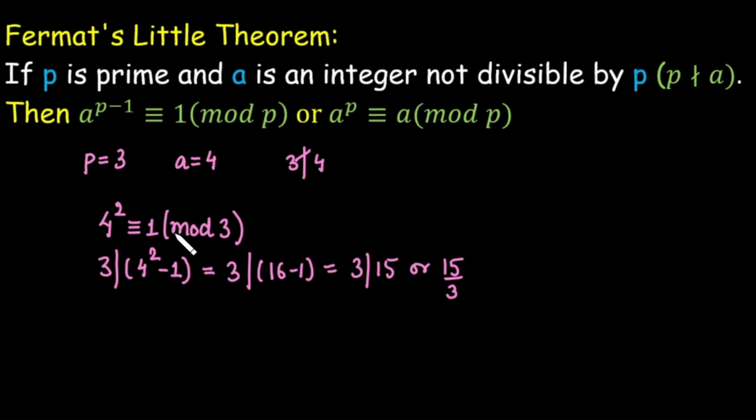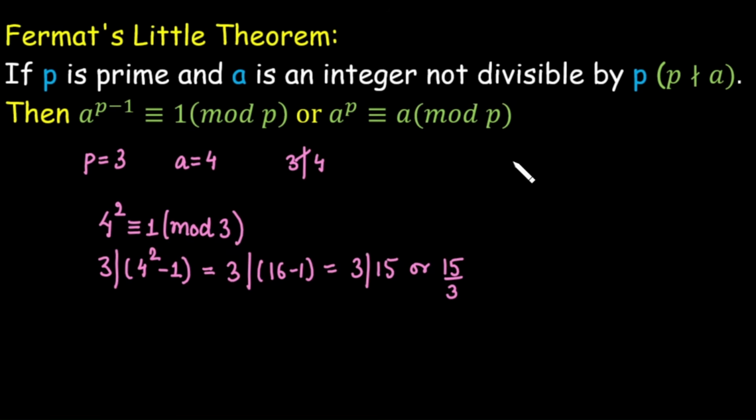We can also check it with the help of remainders. 4 squared is equal to 16. 16 when divided by 3, is the remainder 1? Yes. If the remainders on both sides are the same when divided by m, or we can say 3, then it means the numbers are congruent to each other with respect to mod 3. So the theorem is verified for this case.